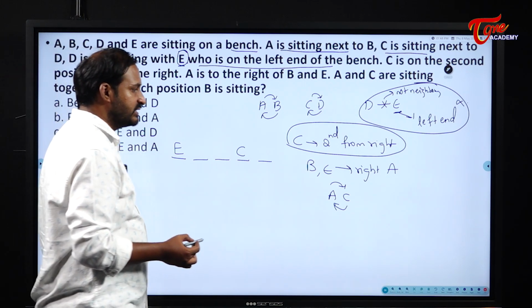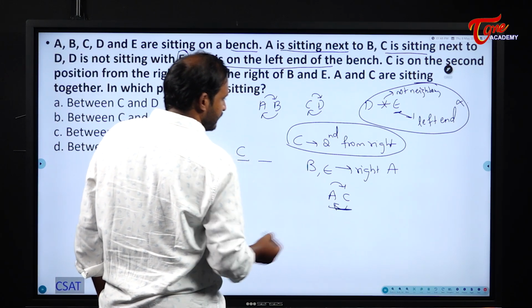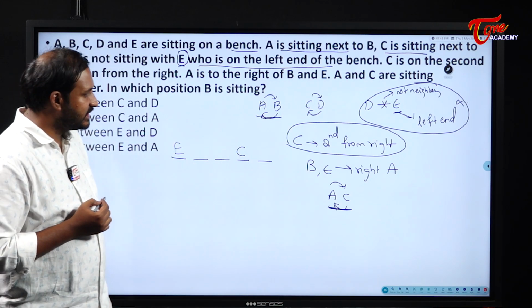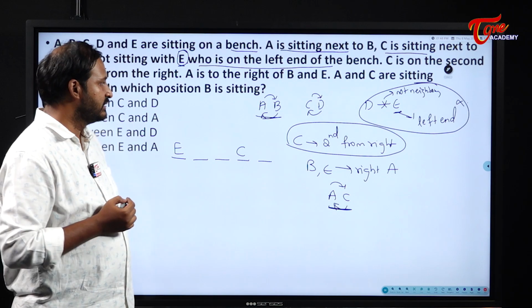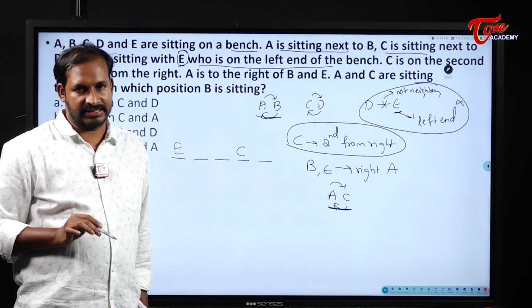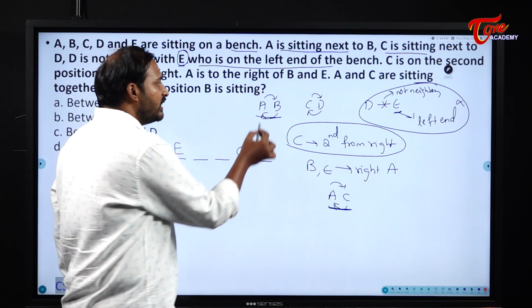Next, please see here students. A and C are neighbors. A and B are neighbors. That means what? How should I arrange them? A should be between B and C. Right? Then only they will become neighbors.